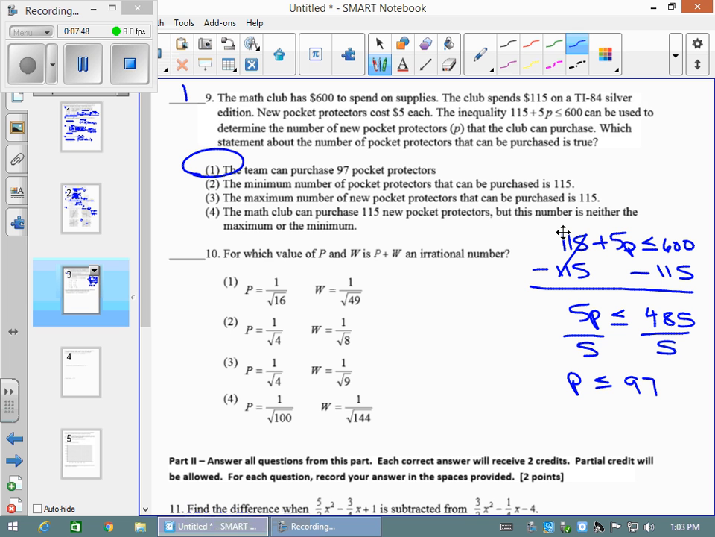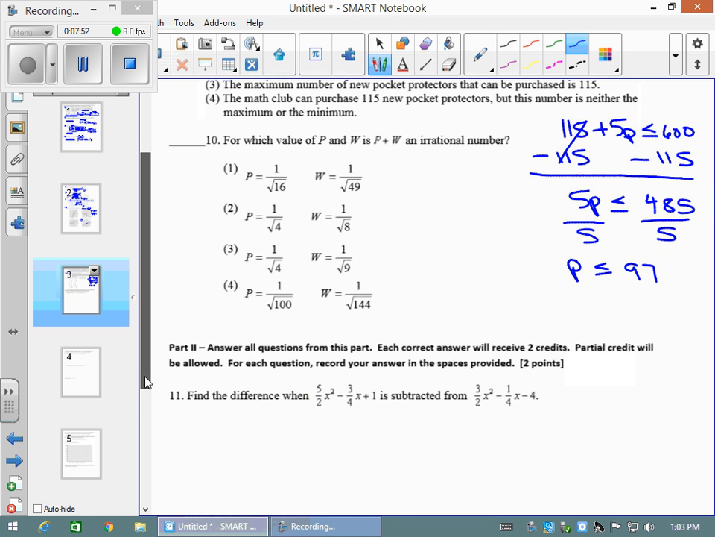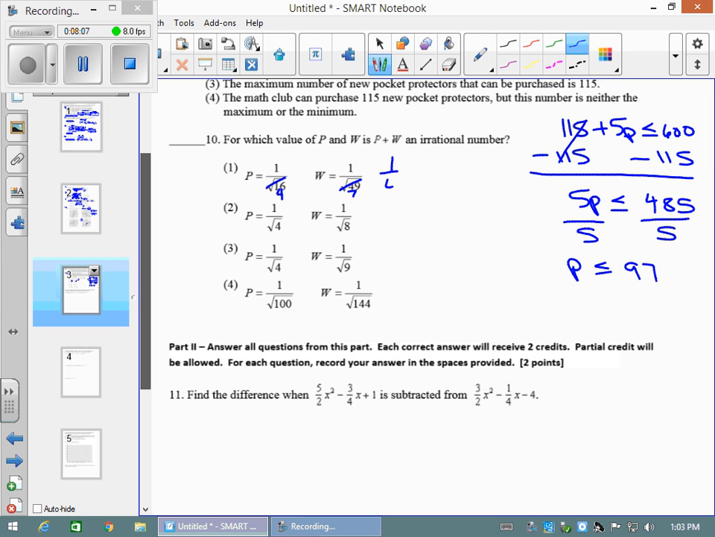Taking a look at question 10. You want to know for which value will that result in an irrational number. Now you can think about simplifying each of these choices because the square root of 16 is 4, and the square root of 49 is 7. So if you add a fourth plus a seventh, anytime you add two fractions, you're going to get rational answers.